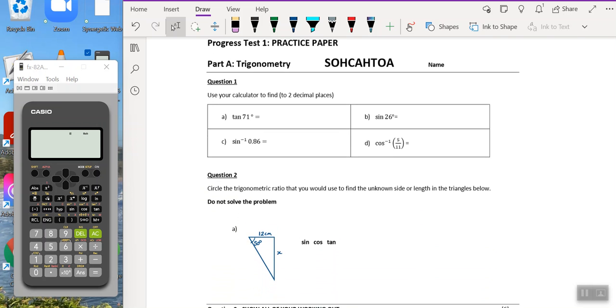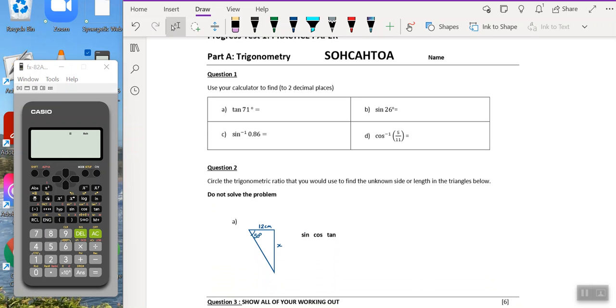Alright, first one just says to use your calculator to find the answers to two decimal places. Now make sure that your calculator is in degree mode. There should be a little D somewhere at the top of your screen on your calculator. For tan 71, we simply press the button tan 71 on the calculator. You can see I'm doing this on my calculator on the side. Equals 2.90. Notice that I rounded that number off to 2 decimal places. Pause the video and do sin 26 by yourself.